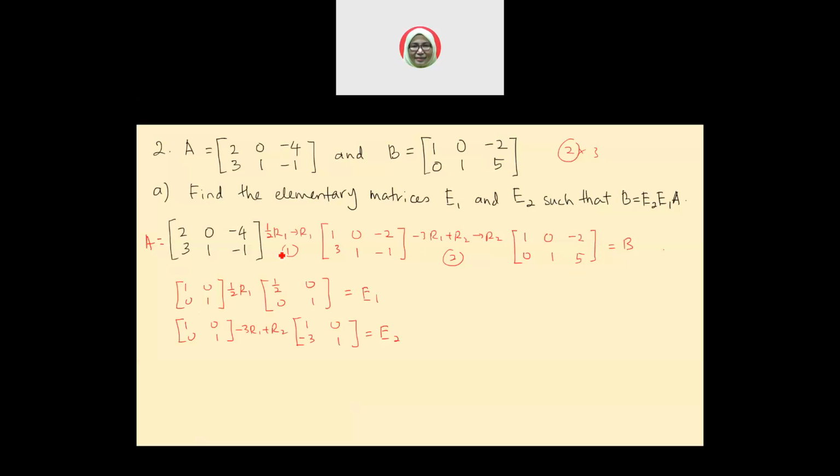Right, the first operation is 1 over 2 R2. The second elementary operation is negative 3 R1 plus R2. So we are going to use these two elementary row operations to get E1 and E2.